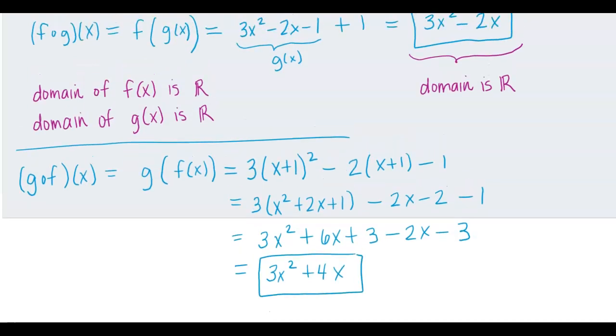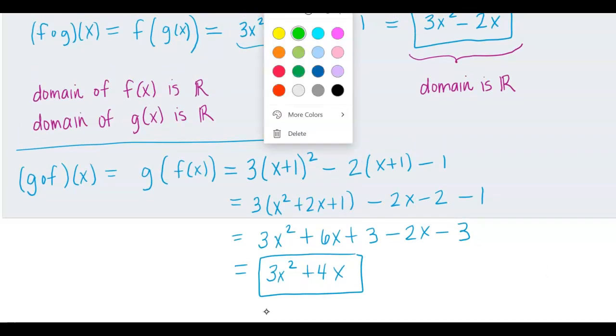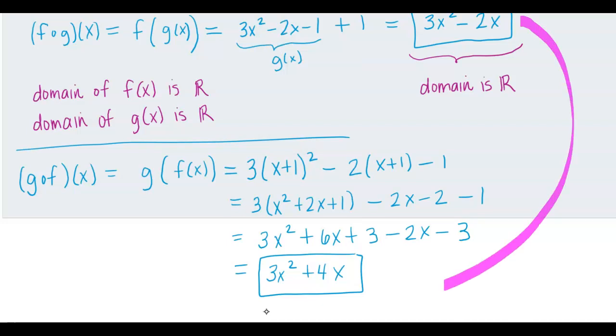So notice that f of g of x and g of f of x are not the same. They're not equal. There is a special relationship that if they are equal, they're inverse functions, and we'll talk about that later in the semester. But it's not always the case that when you plug one function into the other that you'll get the same thing in reverse. So that's the first thing to notice.